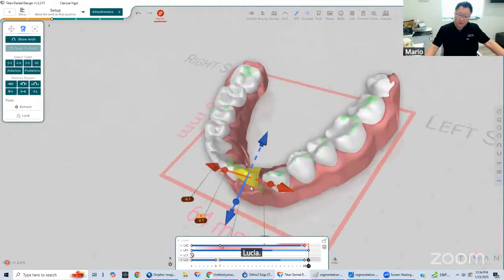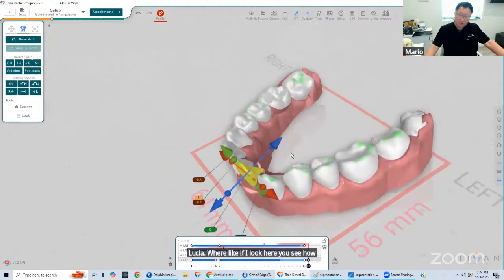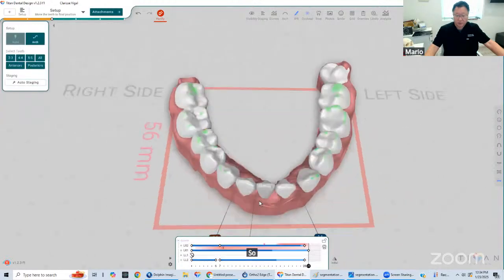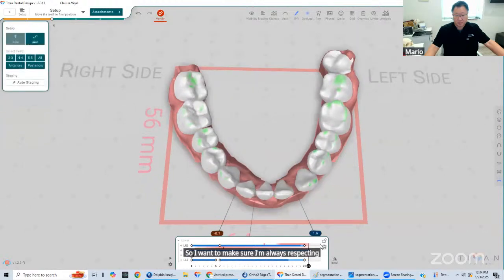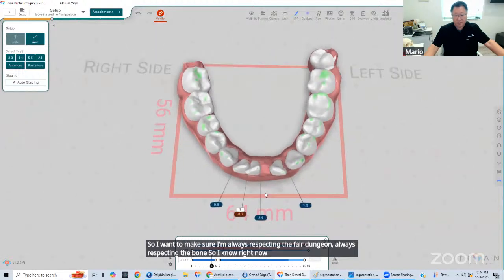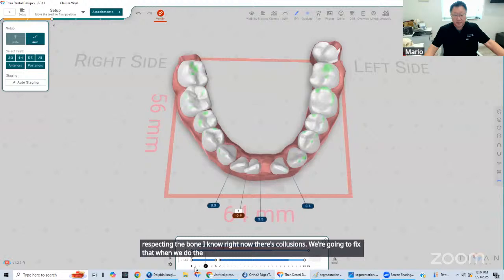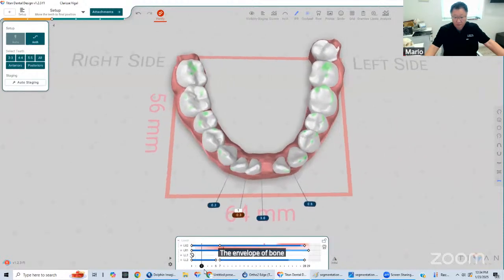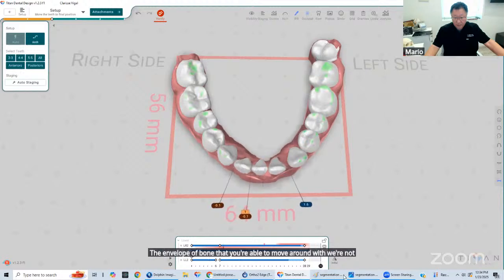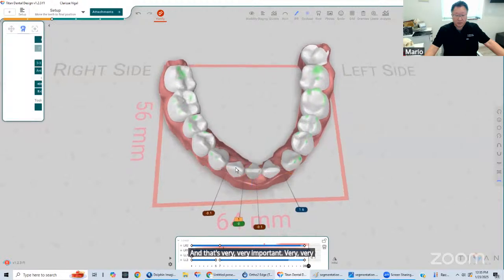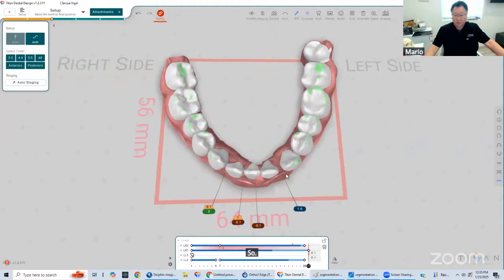If I look here, you see how the root looks a little bit more lingually inverted. I look at everything. I want to make sure I'm always respecting the periodontium, always respecting the bone. So if I know right now there's collisions, we're going to fix that when we do the staging. But at the moment, if you imagine the trough of bone, the envelope of bone that you're able to move around with, we're not violating any of it, right? And that's very, very important. So let's just do that for now.